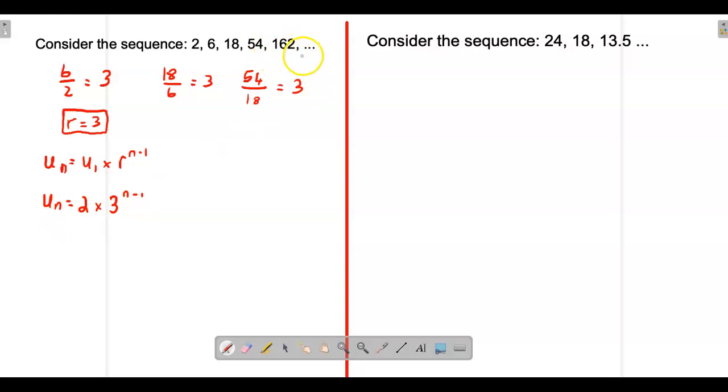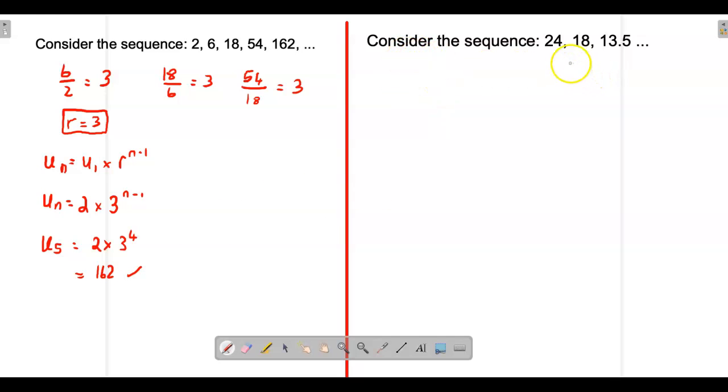The fifth term should be 162. So if I want to find U5, the fifth term, I'm going to do 2 times 3. N is 5, so 5 minus 1 is 4. You can check this on your calculator. 3 to the power of 4 is 81, times 2 is 162.